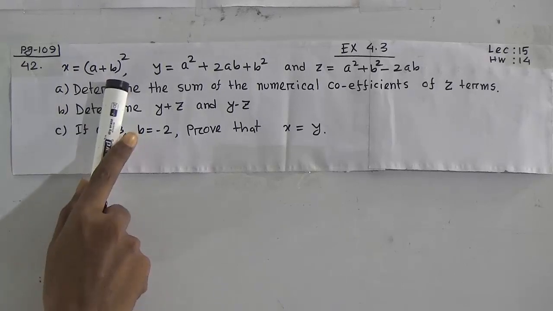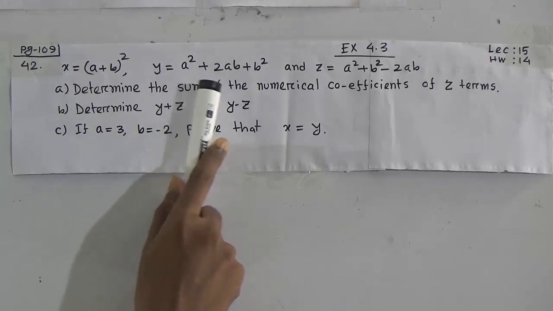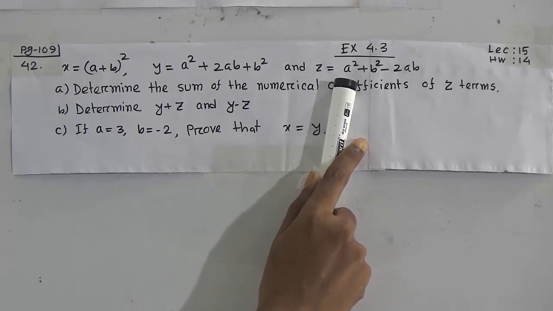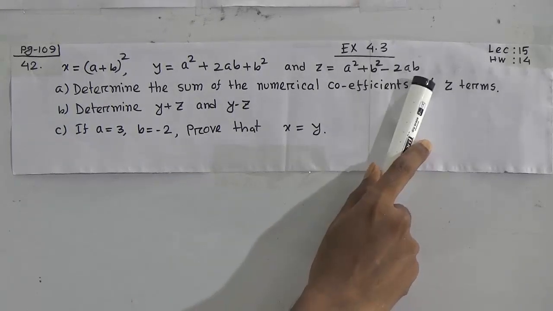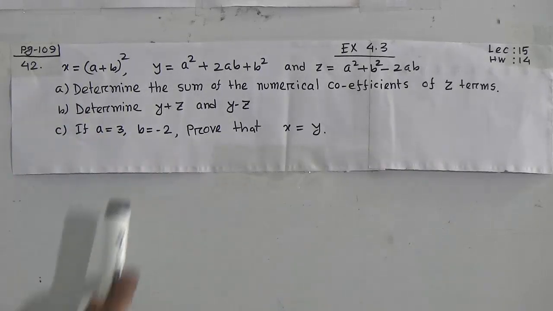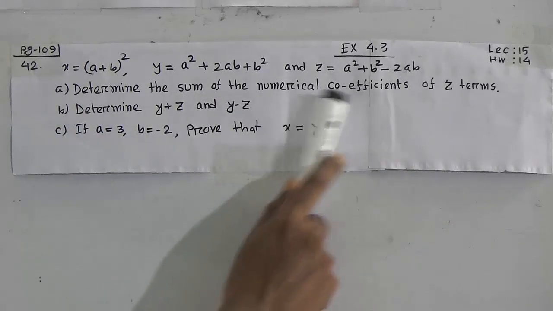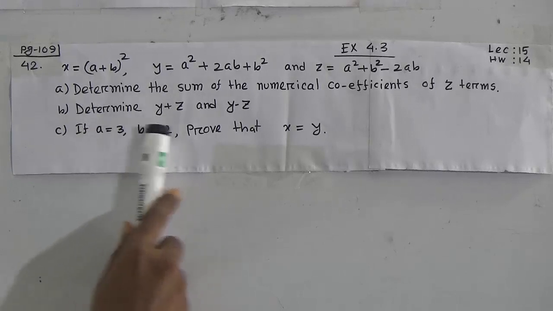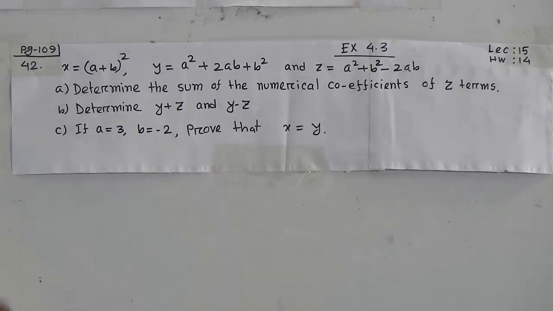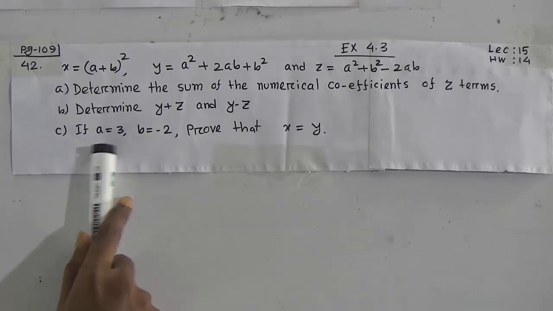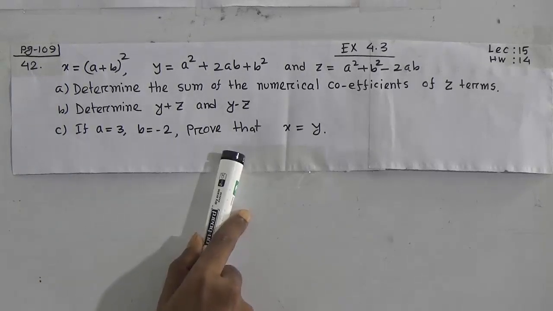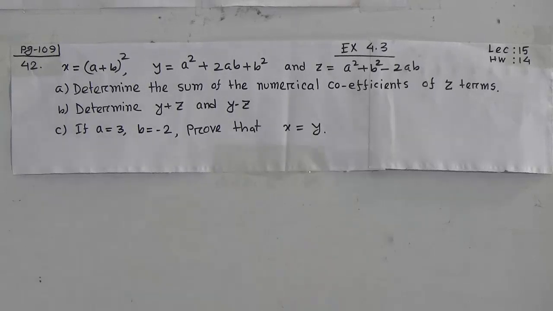x equals (a plus b) whole square, y equals a square plus twice ab plus b square, and z equals a square plus b square minus twice ab. Now, A: determine the sum of the numerical coefficients of the z terms. B: determine y plus z and y minus z. C: if a equals 3, b equals minus 2, then prove that x equals y.